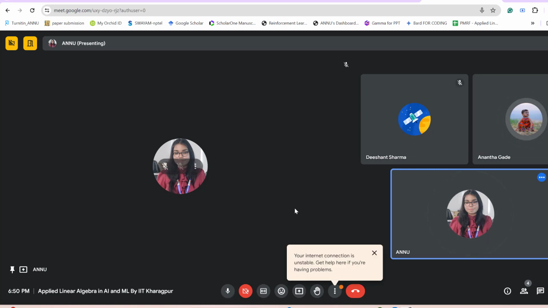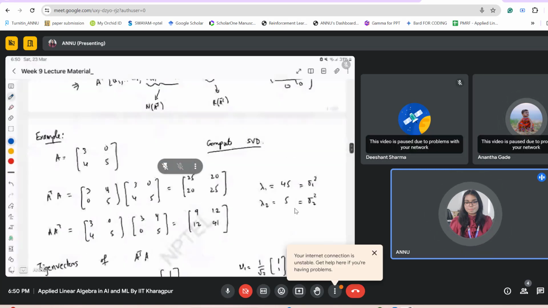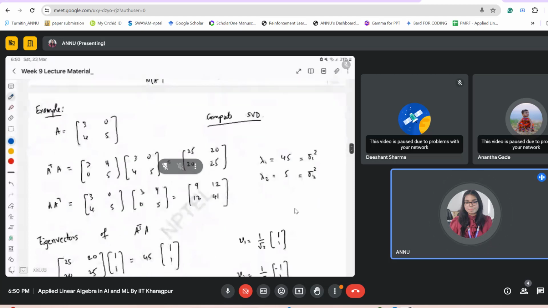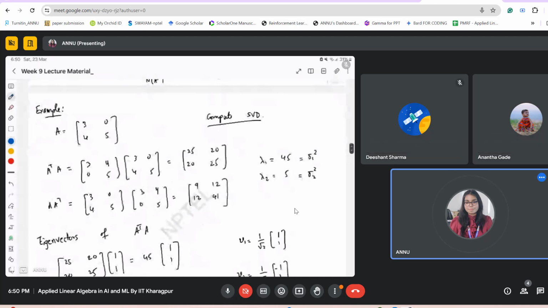Okay, that's fine, so I'm moving ahead. Let us see some examples. Let us compute the SVD for this matrix. I'm very focused on SVD because SVD is one of the most important things in linear algebra as well as in AI/ML applications. If we calculate A transpose A, it will give this. Now if we calculate the eigenvectors of A transpose A, we have the eigenvalues 45 and 5, that is sigma 1 square and sigma 2 square.